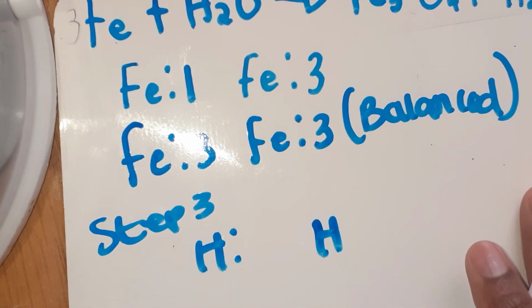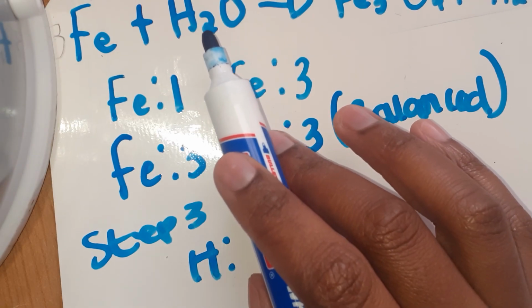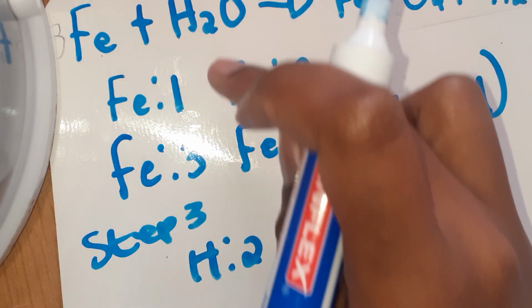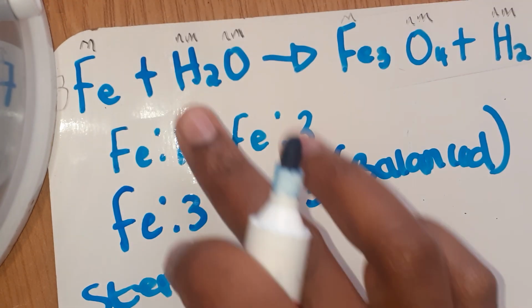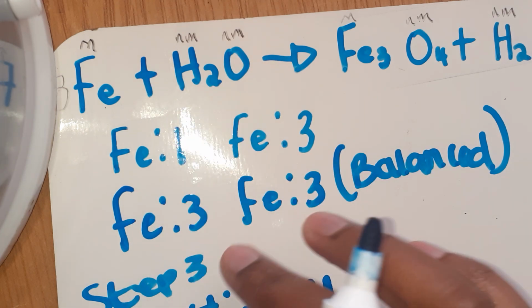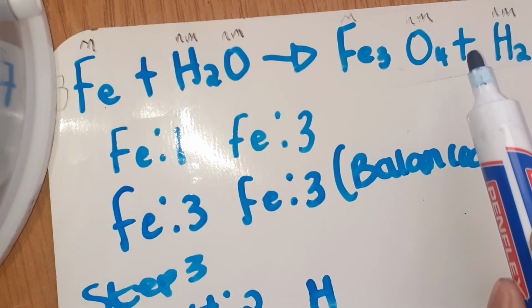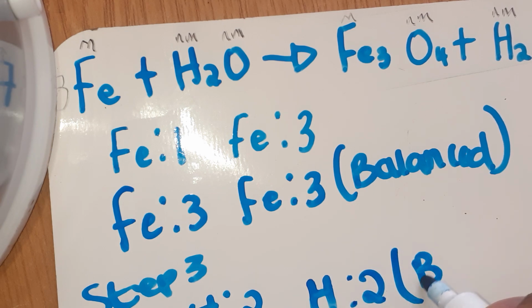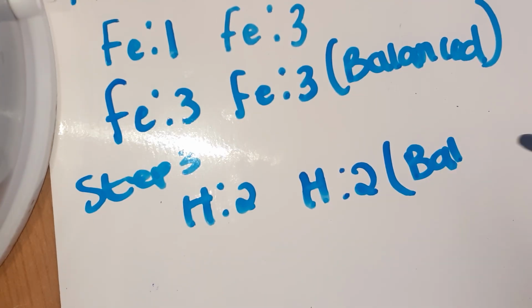Hydrogen, let's look at hydrogen. This side, it's 2. Yes, it's 1 coefficient times this 2 is 2. 1 coefficient times 2 is 2. And then here we also have 1 coefficient times 2 is 2. And then here we have 2. So hydrogen is balanced.